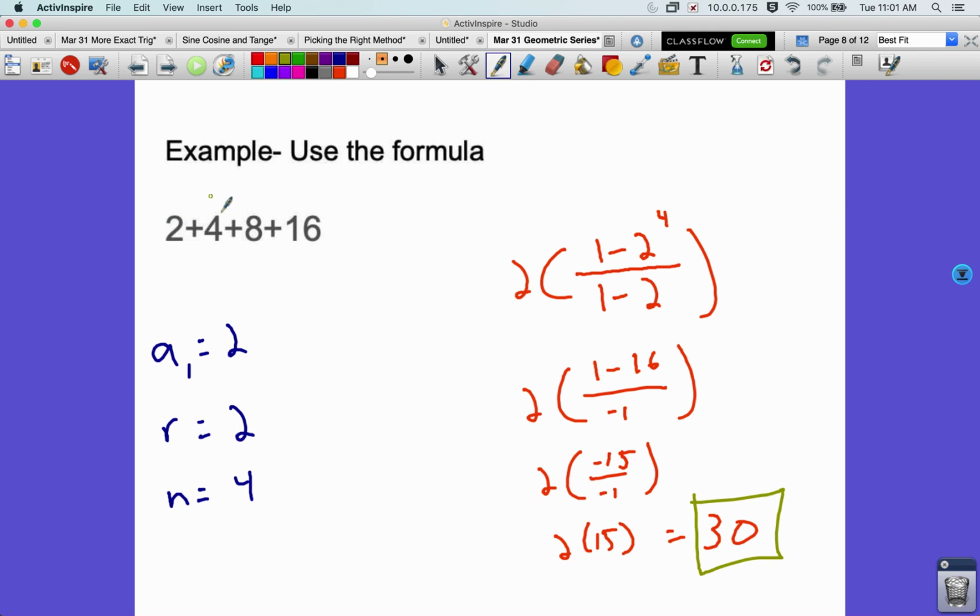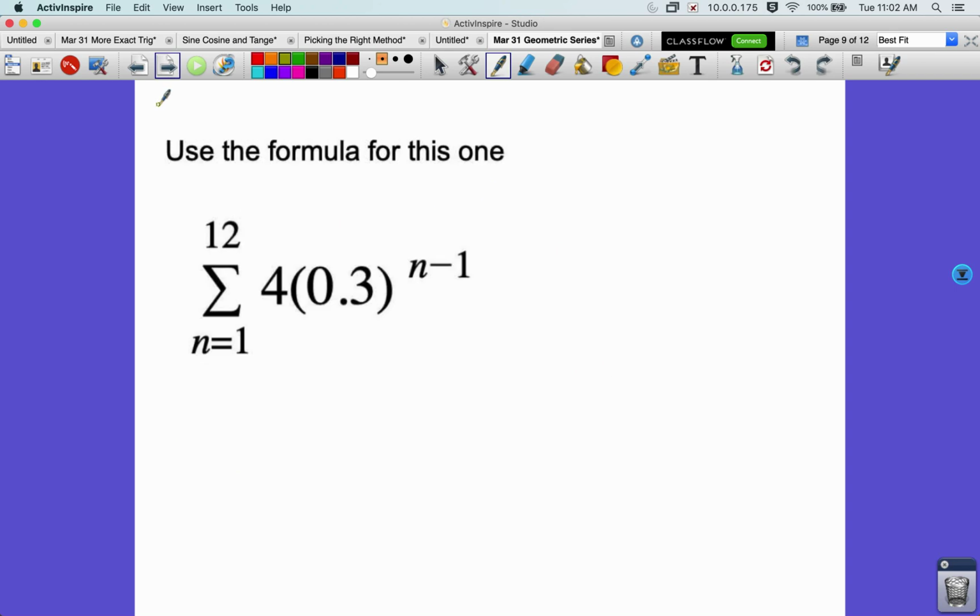Let's see what we get here. 2 plus 4 is 6, plus 8 is 14, plus 16 is 30. So this equals 30. That checks out. All right, now let's try it with one that maybe we don't want to do by hand. The sum of this series from 1 to 12.